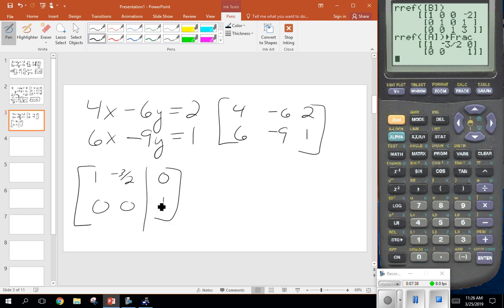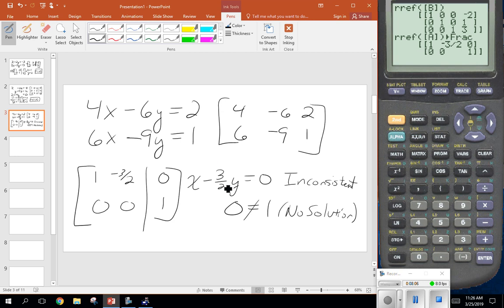So remember this left-hand side is the coefficient. So I have x minus 3/2 y equals 0. In the second equation, my coefficient of x is 0, my coefficient of y is 0. So this side is 0 equals 1, except 0 doesn't equal 1. So that doesn't make sense. So this means the system is what we call inconsistent, or you can say there's no solution.